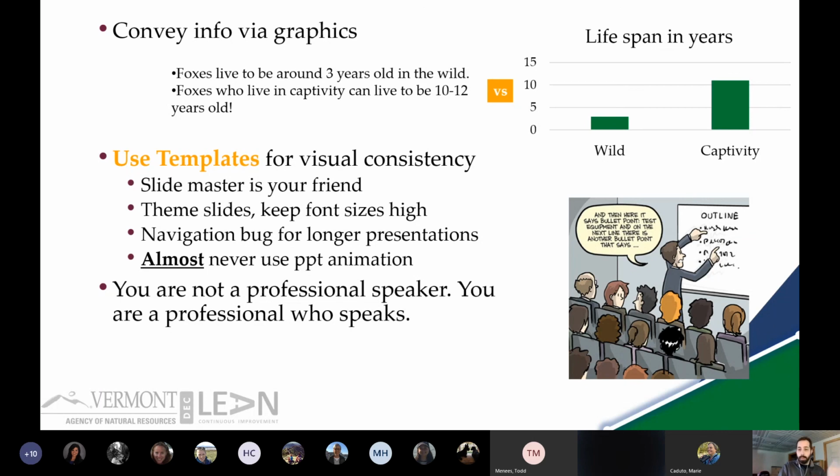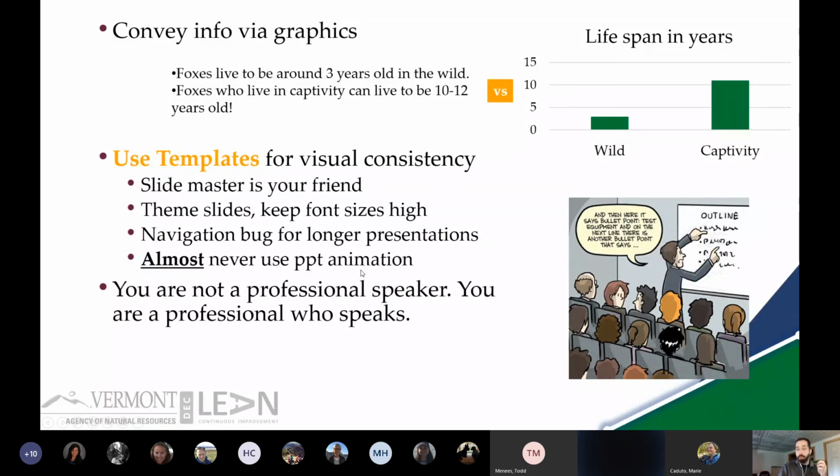And it's because I have a template that I've built that is using Vermont branding standards to make sure they all have a similar visual consistency, because it comes across as more professional and in a lot of cases lends additional credence to the points you're trying to make. So you can theme slides to keep things visually consistent. If you have a longer presentation, for example, if you're presenting on research and your training is an hour long and you've got a lot of stuff to get through, consider using a navigation bug.